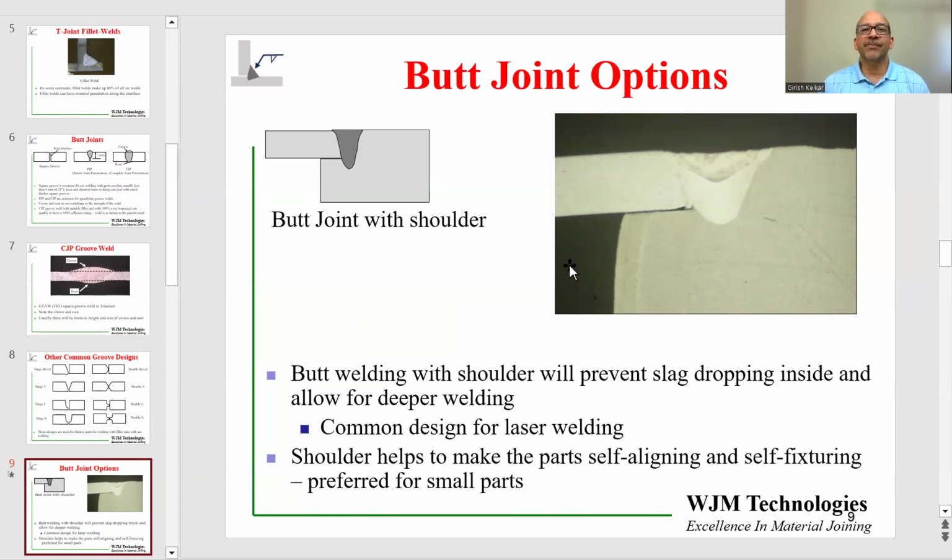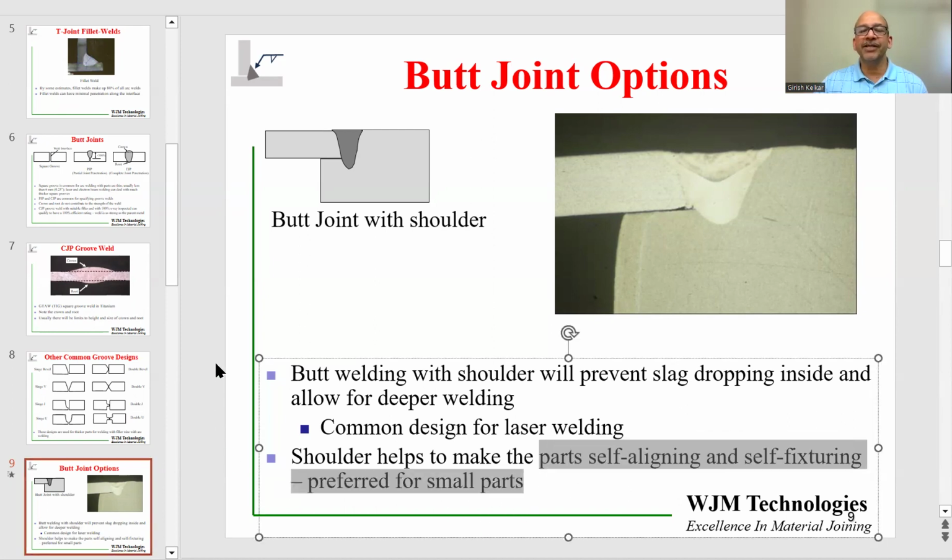A lot of times, laser welds are made for medical devices and electronic enclosures where we don't want the molten metal to drop inside because that can create trouble for the operation of that device. Another benefit of a butt weld with a shoulder is the parts become self-aligning and self-fixturing. A lot of the parts in laser welded medical devices and electronic packages are all getting smaller. And as the parts get small, it is very hard to hold both parts. So the bigger of the parts will have a shoulder and the smaller of the parts will snap into place. And then you go and make the seam weld, which is a typical application for these designs.